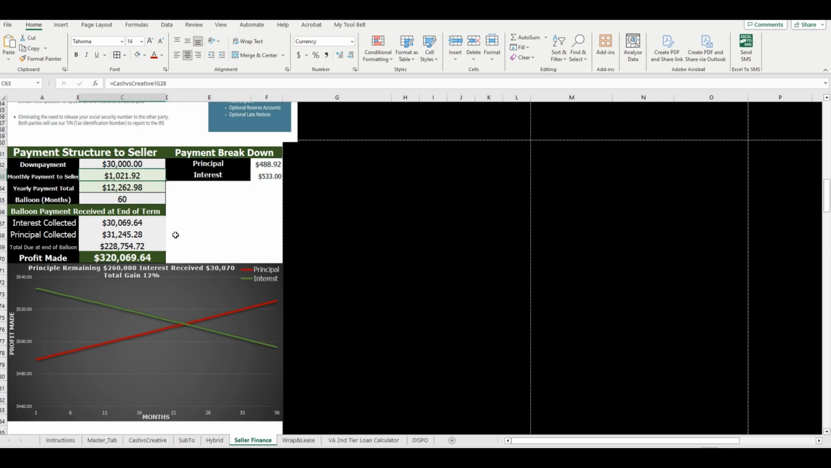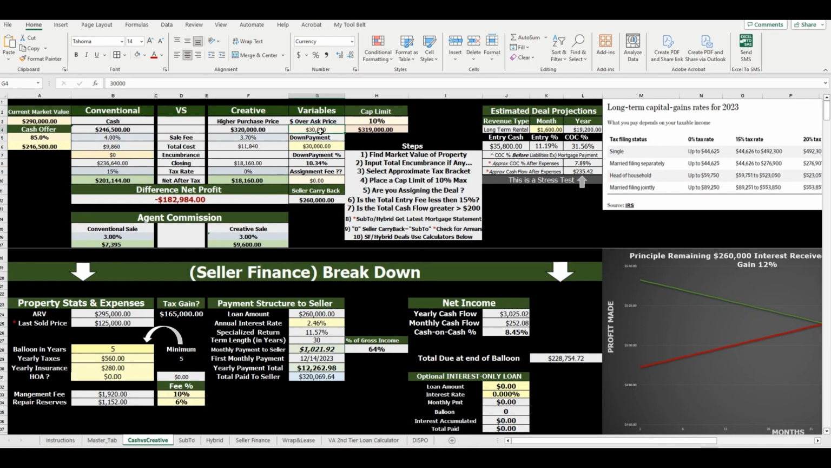So this is going to be the monthly payment to the seller. This will always be fixed. That will never change. We're going to have a balloon of 60 months. We can see the total interest collected, total principal collected, and total due at the balloon in 5 years. Profit made is $320.